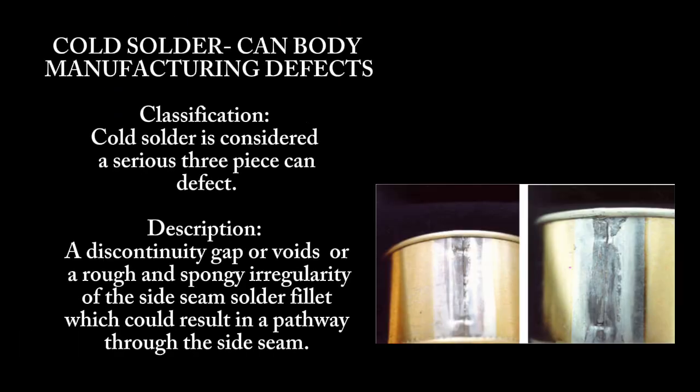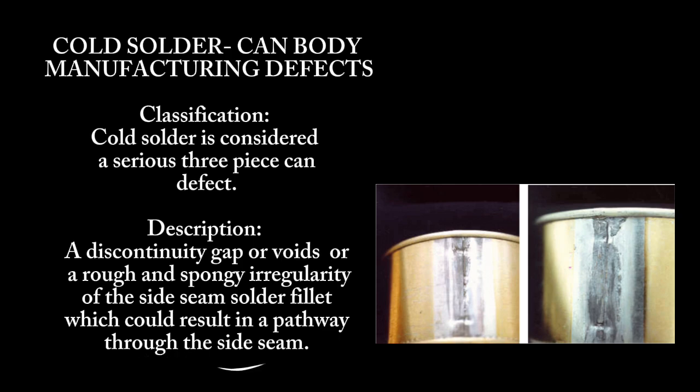Another one is cold solder, a can body manufacturing defect. It is a serious defect in three-piece cans that occurs when the solder used to seal the side seam does not properly bond. This results in gaps, voids, or a rough, spongy appearance in the solder fillet, which can create a potential leakage path through the side seam.